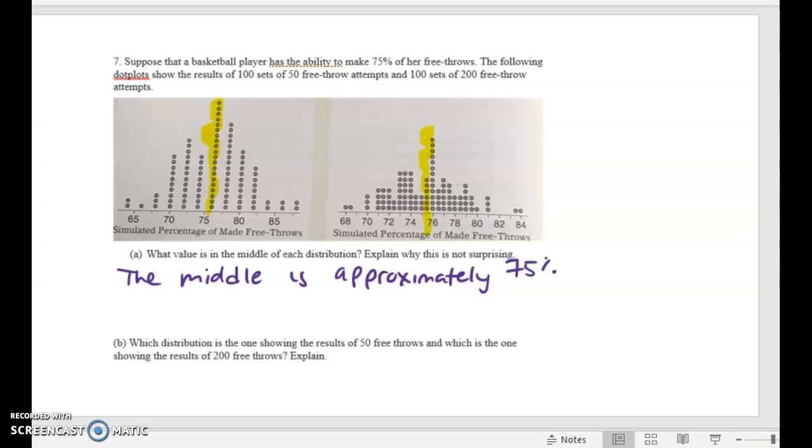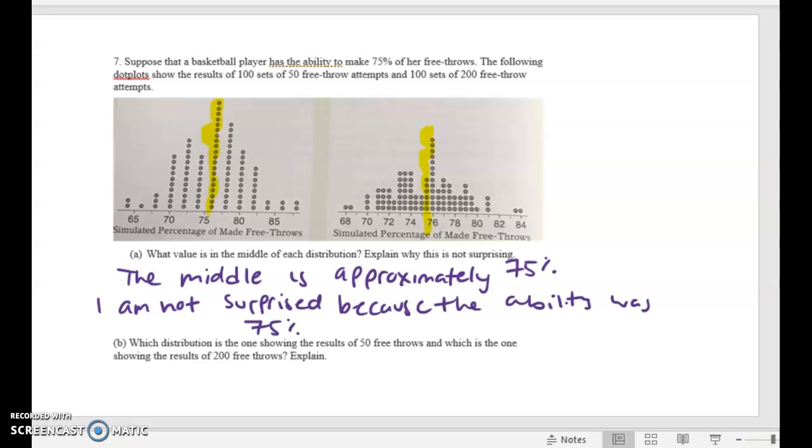So it's approximately 75%. I'm not surprised because my ability is 75. So it's what I would expect to happen. Okay, if the middle was like 50, that would be weird, right? Because we think that it's going to be 75. Again, 100 is a pretty large sample size.